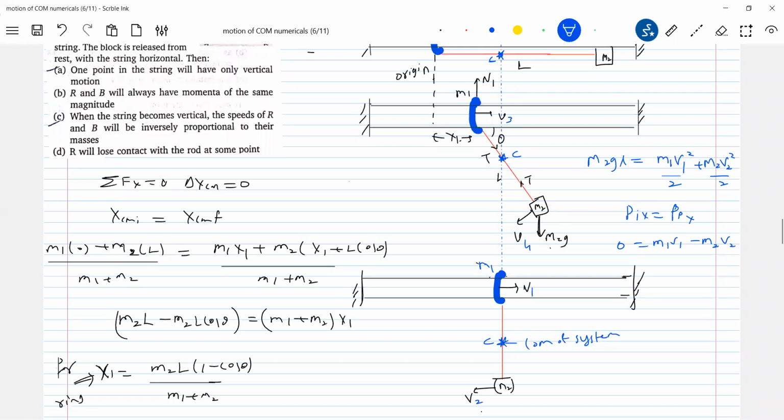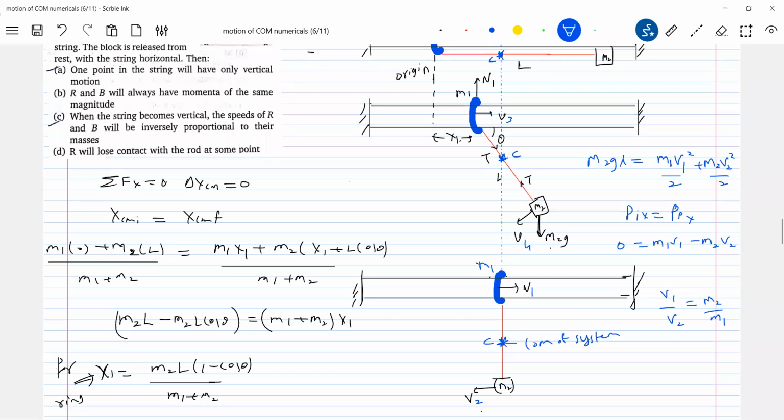When the string becomes vertical, the speeds of R and B will be inversely proportional to their masses. Yes, it should be, no? So option C also we can pick up. R and B will always have momentum of the same magnitude.